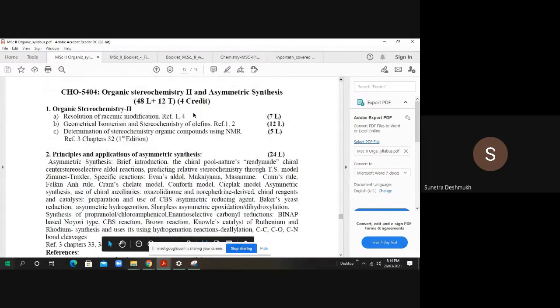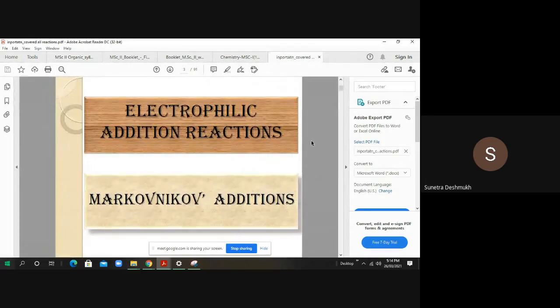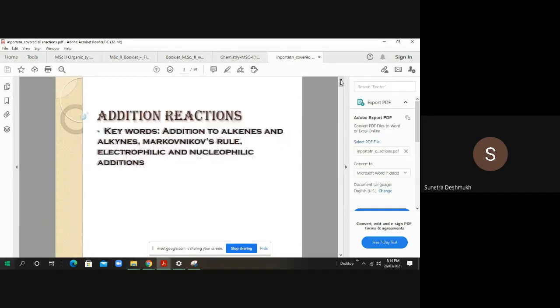Stereochemistry of olefin. Most of the part you have actually finished in MSc first year under addition reactions. In that, we have seen different things: addition of electrophile across carbon-carbon double bond, addition of nucleophile across carbon-carbon double bond as well as carbon-carbon triple bond, and also addition of free radical across carbon-carbon double bond. Some part we have also finished in free radical reactions, how the free radicals add across carbon-carbon double bond.